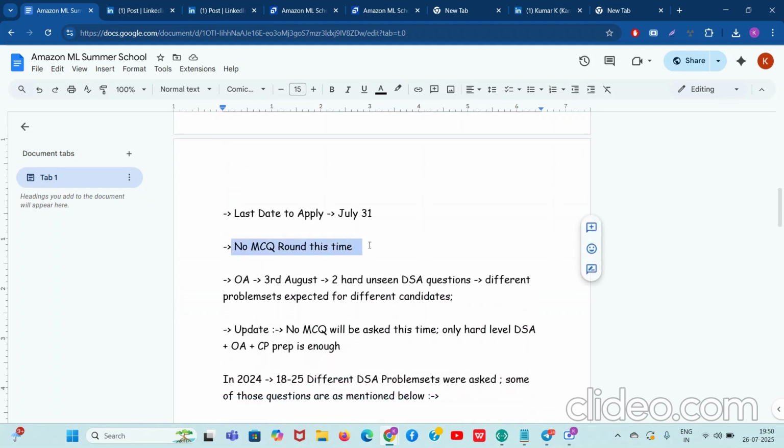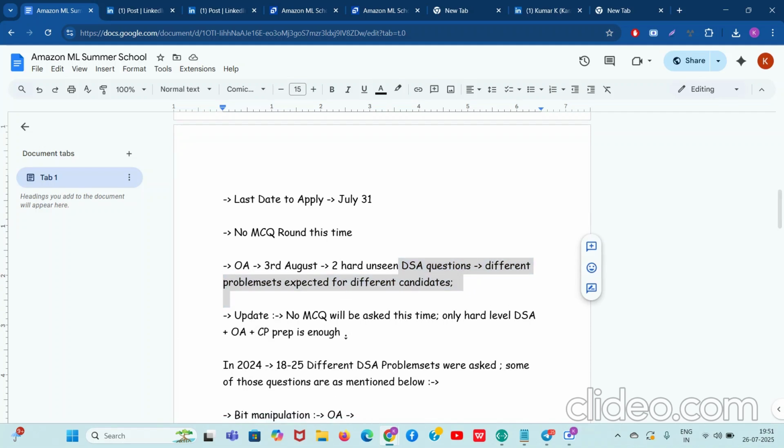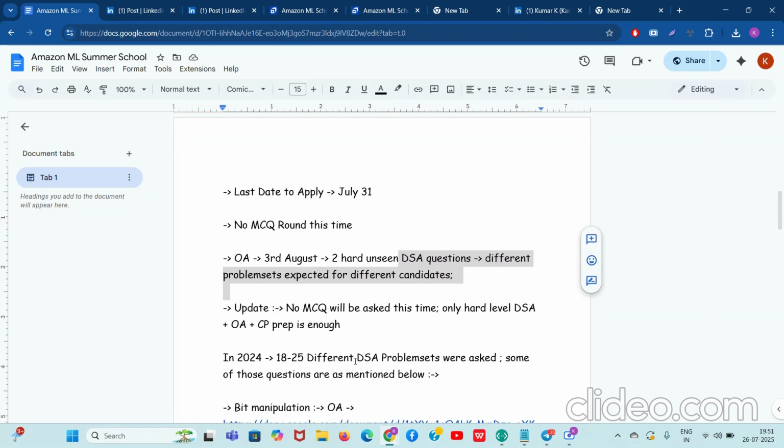No MCQ round this time. So guys, you need to know that for the first round, you do not need to prepare AI, ML, linear algebra, probability, and statistics, because only the OA round is going to be there. And the OA round is on 3rd August, where two hard unseen DSA questions will be asked. Different problem sets are expected for different candidates. Like last time, there were 18 to 25 different DSA problem sets. Okay. No MCQ will be asked this time.